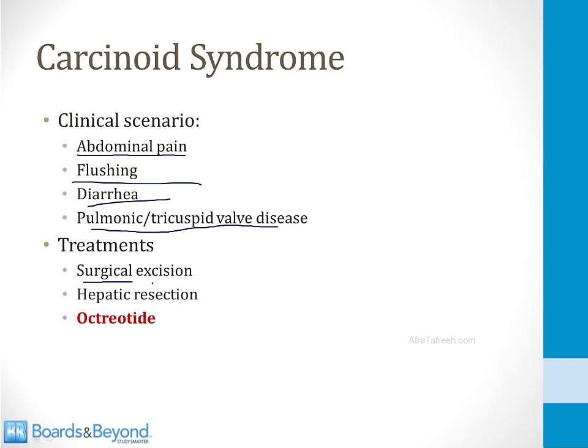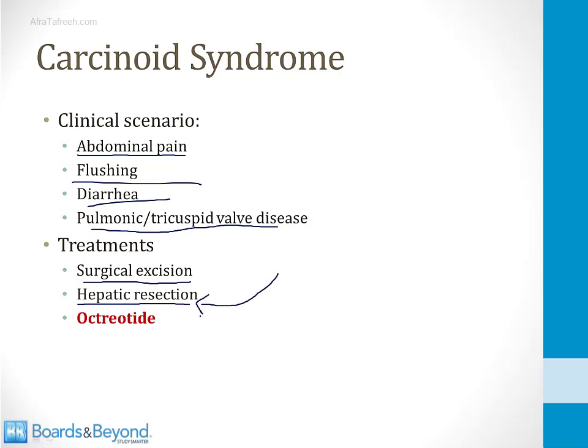You can surgically excise the primary lesion in the gut if it's localized. Sometimes patients will have their liver mets resected. This is helpful because, as I told you before, the liver mets are responsible for the clinical symptoms. So even if you cannot get all of the tumor out of the body, if you can take away the liver metastases, the symptoms often improve.